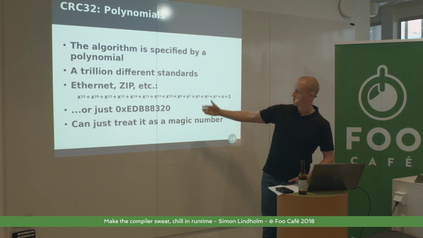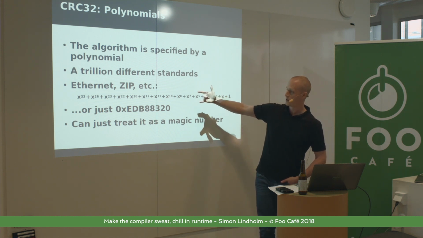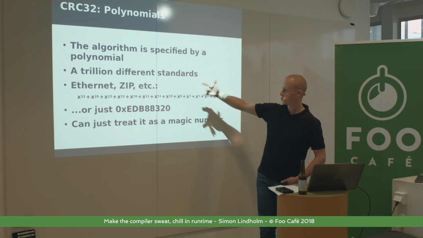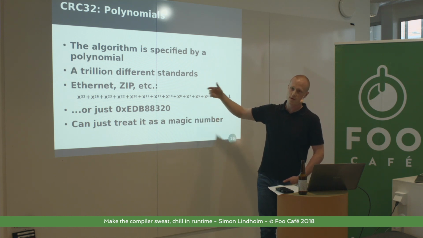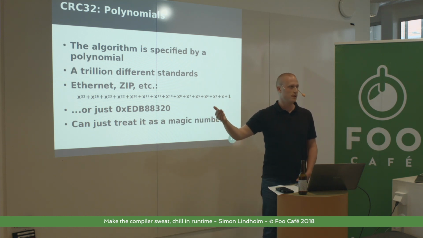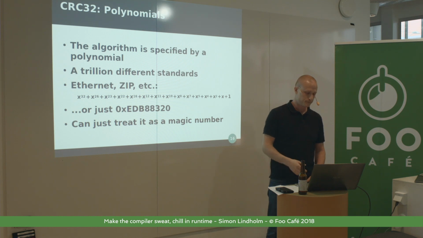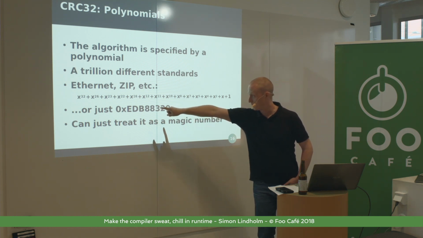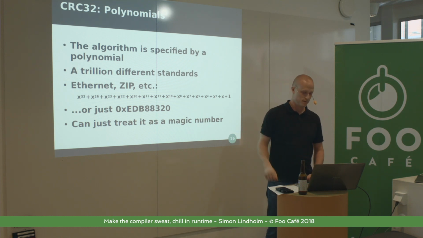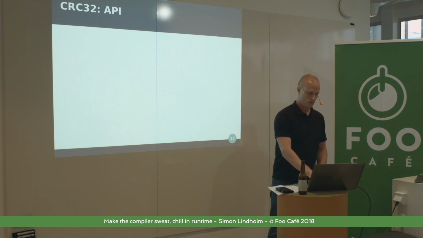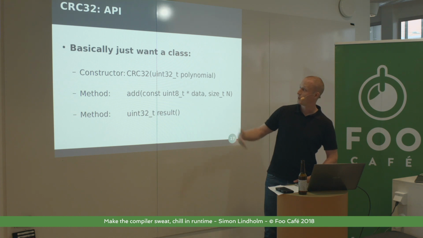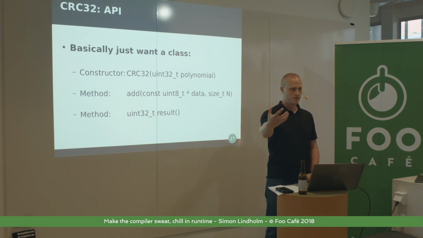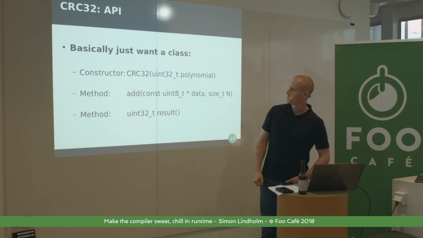If you have a standard that specifies that you're supposed to be using a particular polynomial, you can just treat that as a magic number, more or less, when you implement the stuff. This is a sort of configuration thing that, depending on the standard, you might want to change. All right. So, say you want to build a calculator for this CRC32 checksum.